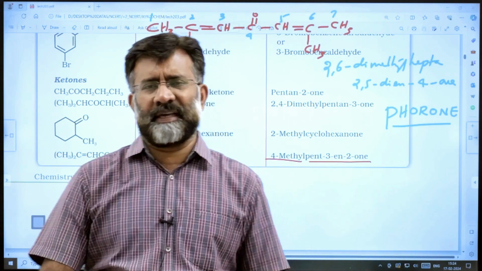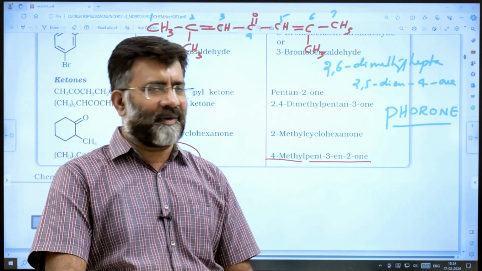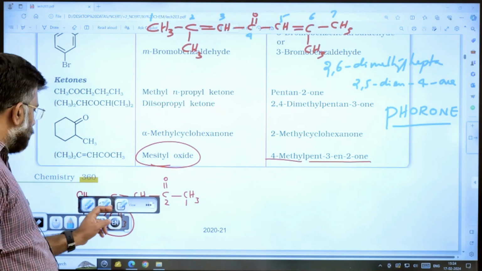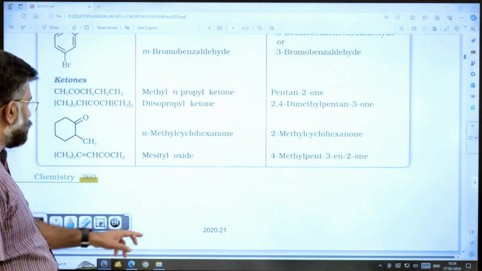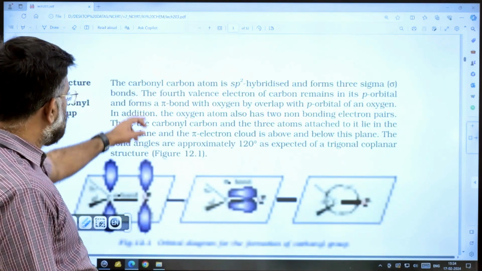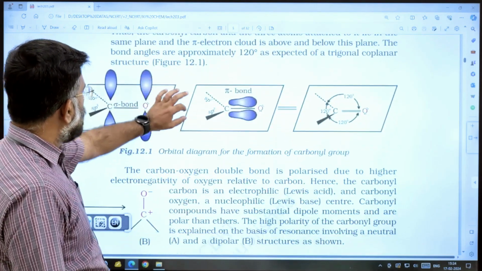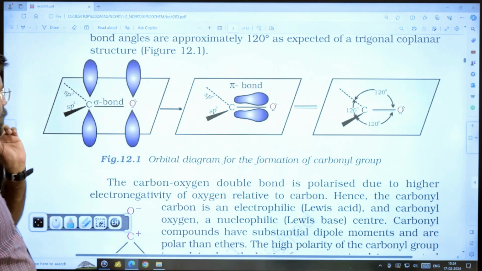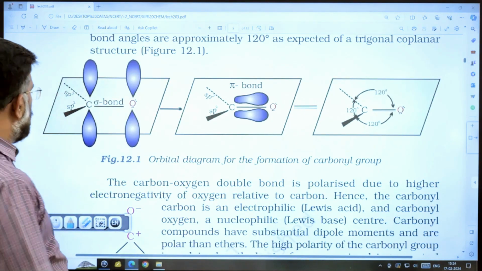Maybe because of that last part of the naming, 4-one. So practicing this is very important from the initial segment of the chapter, the naming part. Coming to the structural details of carbonyl compound. This is the structural details of carbonyl compound.